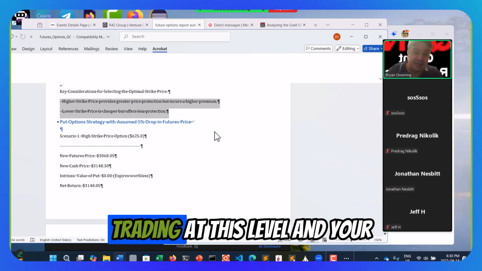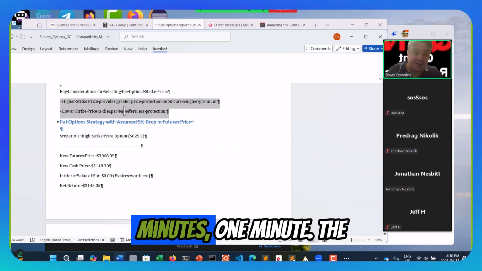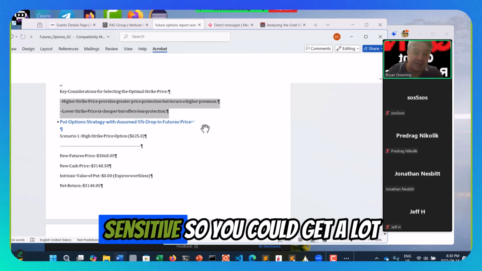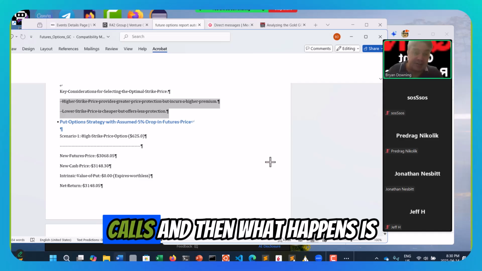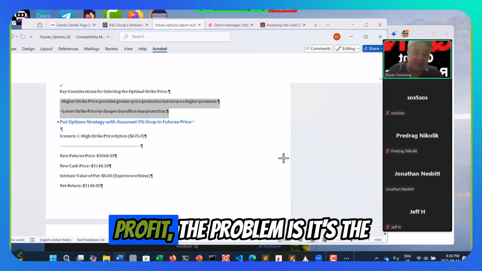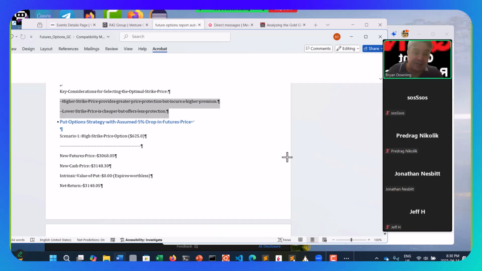So the thing is, when you're trading at this level, on your time frame of 30 seconds, 2 minute, 1 minute, the problem is it's kind of too sensitive. So you could get a lot of premature calls. And then what happens is when you start to bank profit, the problem is it's the commissions that eat you alive.